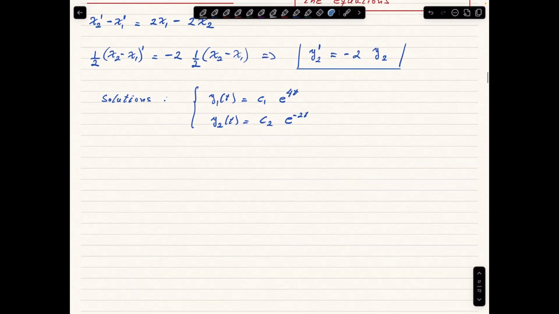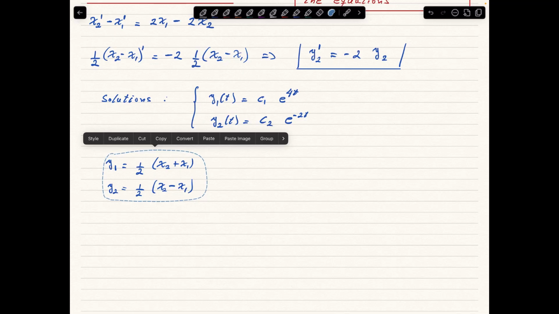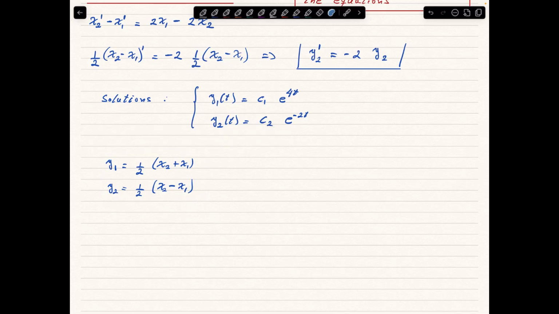Let's put it here somewhere. I have the y's. Now how do I get the x? Well, you see here, if we add up these two equations, the x1 disappears and we get x2. And if we multiply by -1 here and then add up, the x2 disappears and we get x1. So these equations say very easily that x1 is going to be y1 minus y2, and x2 is going to be y1 plus y2.